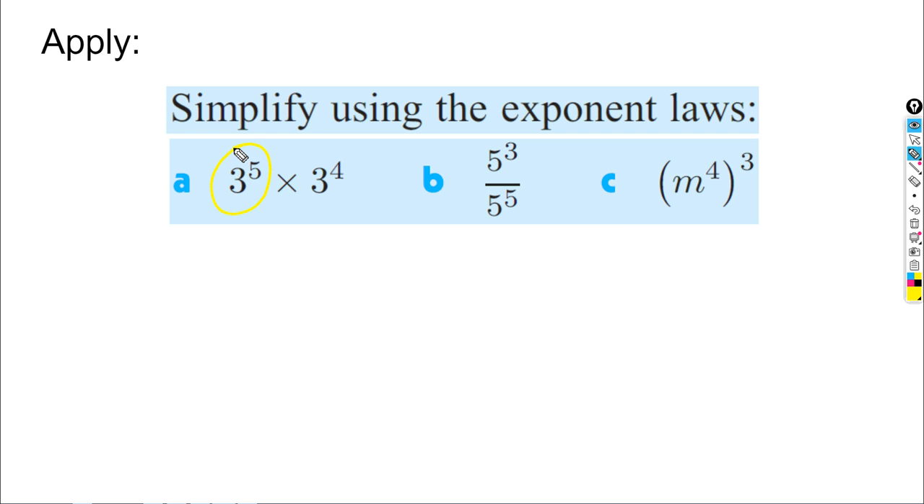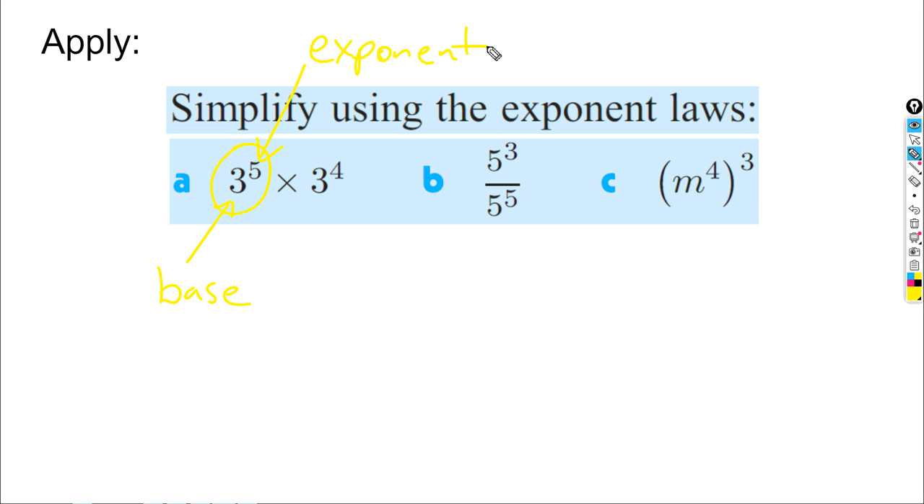Here I have a power. 3 to the 5th power is how it's often read. And a power has two parts. One is the base. The base is the normal size number or variable that's being raised to our exponent. And then we have the exponent itself. The exponent is a superscript, which means it's small and up high compared to a regular size number like our base. And what does an exponent do? An exponent is a shortcut that counts how many of our bases we have.